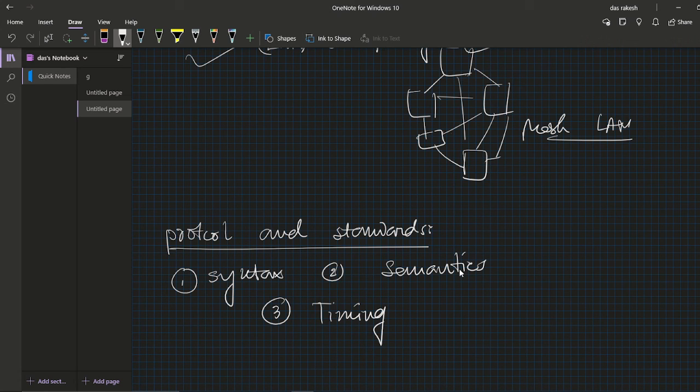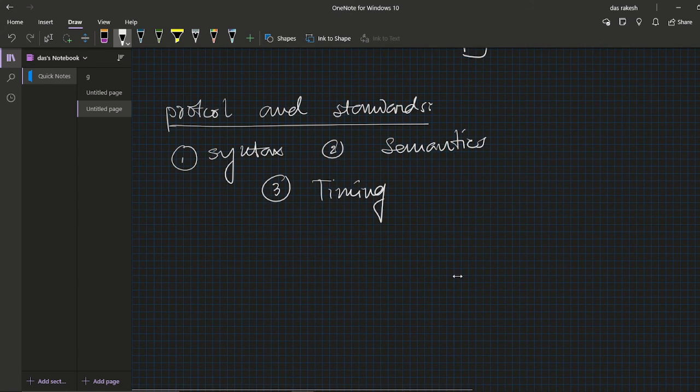Timing is basically, for example, the sender produces data at 100 Mbps, but the receiver can process the data at only 2 Mbps, so this type of timing is required. Semantics refers to the meaning of each section of bits, and syntax means the format of the data, meaning the order of the data. This is known as the protocols.